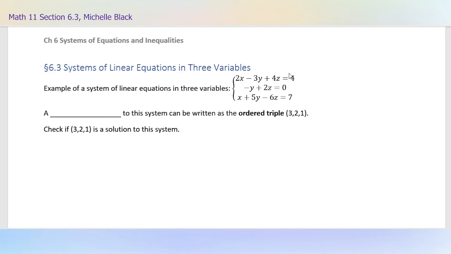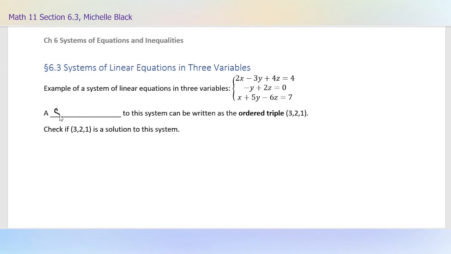Section 6.3, Systems of Linear Equations in 3 Variables. Here's an example of a system of linear equations in 3 variables. So we have this top linear equation in 3 variables, this second one, and this third one.